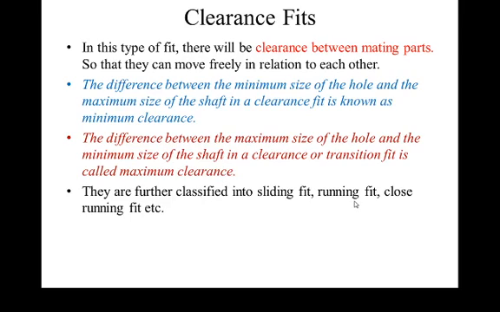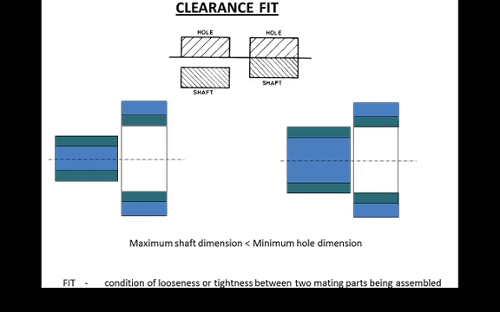Now further the clearance fit is classified into three subcategories, that is sliding fit, running fit and close running fit. Now let us see. These are the shaft and hole dimensions. This is the maximum size of shaft and this is the minimum size of shaft. This is the minimum size of hole and maximum size of hole. The minimum size of hole is greater than the maximum size of shaft, therefore the shaft will easily move inside the hole, therefore definitely it is a clearance fit.